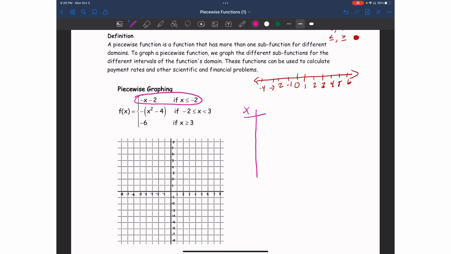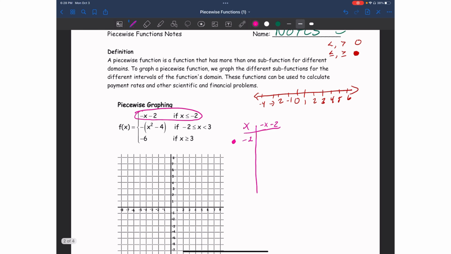On the left of my t-chart, I always put x. On the right side of my t-chart, I'm going to put the equation that I'm currently working with. In this case, it's going to be negative x minus 2. As I said before, the number that's listed has to be your starting point in this case, or your ending point, depending on which way you look at it. So my last number is going to be negative 2. Looking at this, negative 2 should be included based on the little key we did at the top.